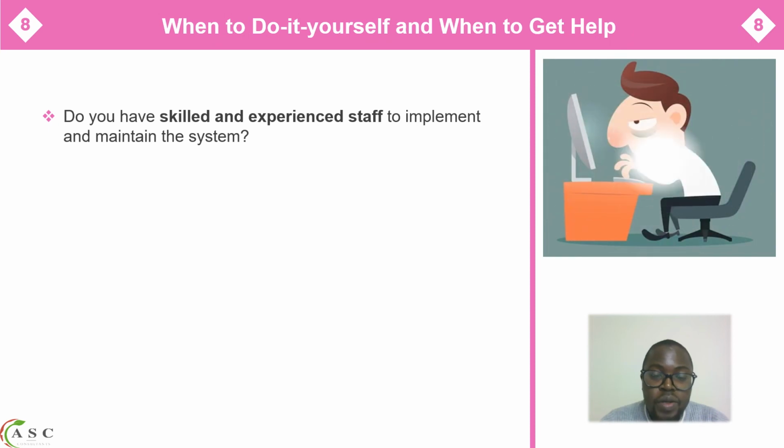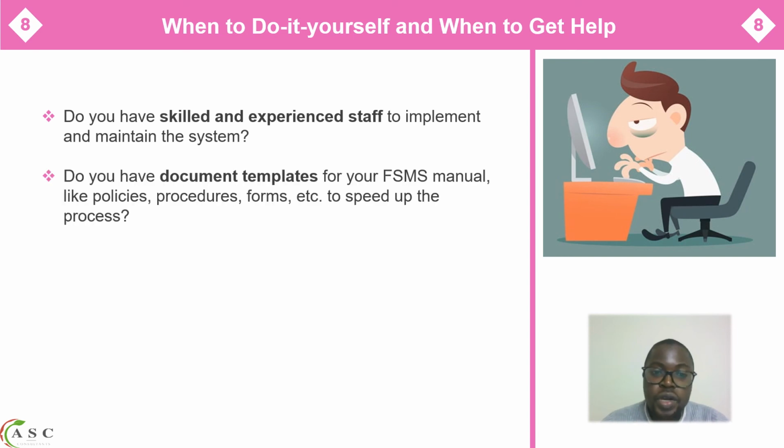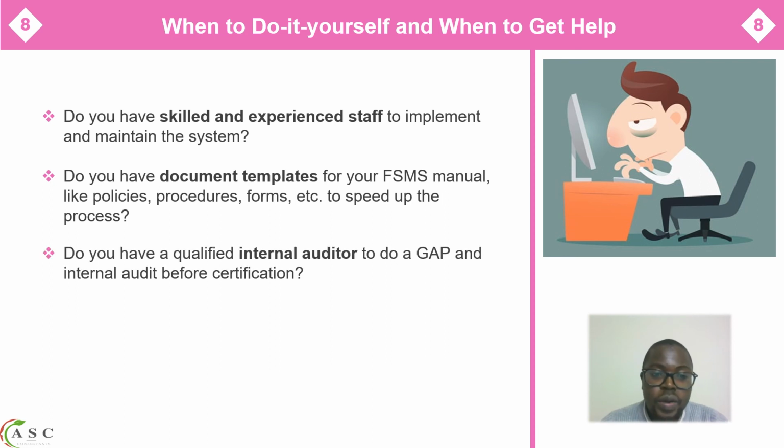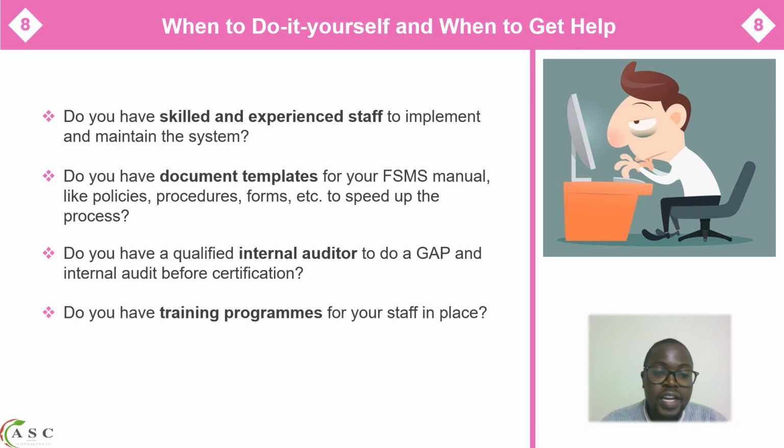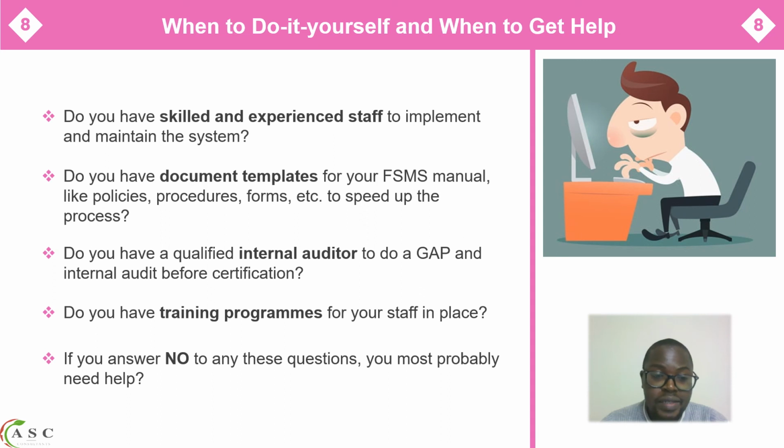In this topic, we are going to look at when to do it yourself and when to get help. Do you have skilled and experienced staff members to implement and maintain the system? Do you have document templates for your food safety management system manual, like policies, procedures, forms, to speed up the process? Do you have a qualified internal auditor to do a gap and internal audit before certification? Do you have training programs for your staff in place? If your answer is no to any of these questions, you probably need help. If you do need help, then you may choose to use an accredited and a reputable consulting company to come and assist you.